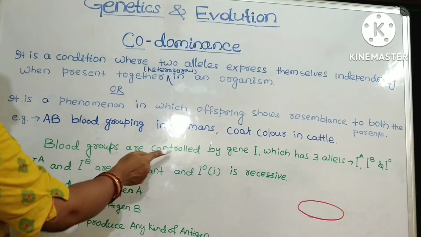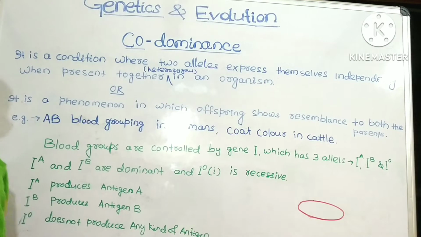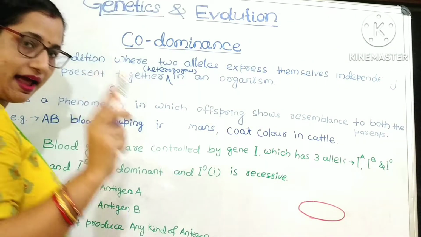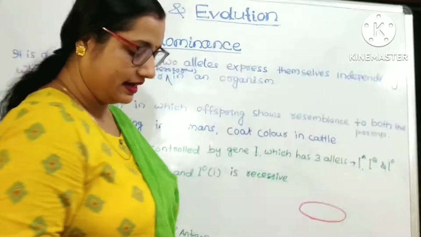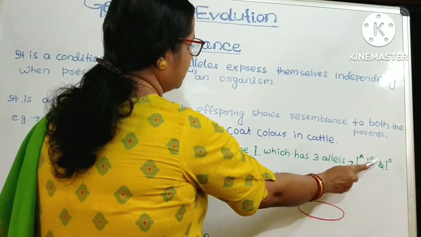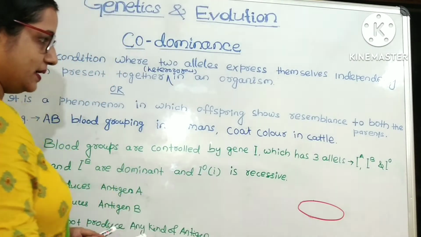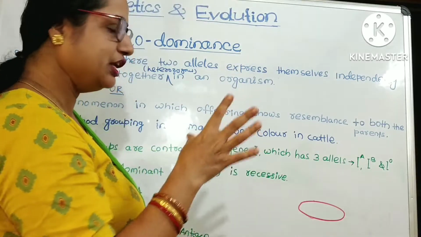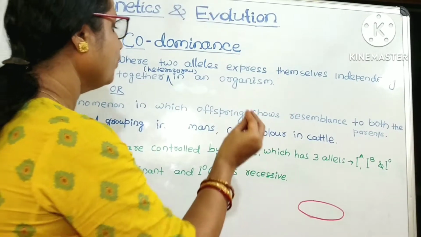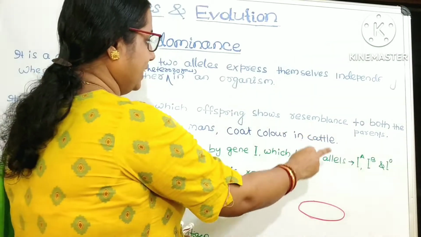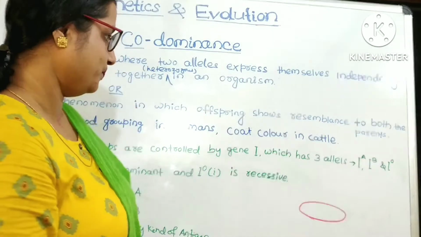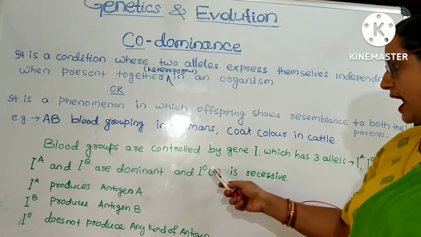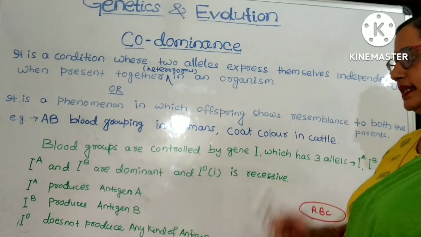Blood groups are controlled by gene I, and gene I contains three types of alleles: IA, IB and IO. The I gene controls the blood groups in human beings, which has three alleles: IA, IB and IO. IA and IB are dominant and IO, or small i, is recessive.